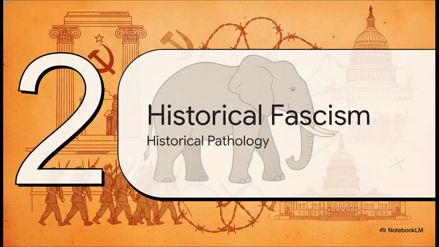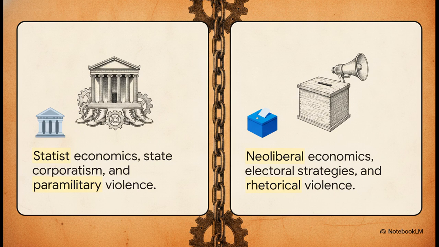Moving on to part 2, echoes of historical fascism, or the historical pathology. We have to objectively address the elephant in the room, the frequent comparisons historians and political scientists draw between contemporary populist leaders and historical authoritarians. The debate usually gets totally stuck on whether today's leaders are literal fascists. Skeptics rightly point out that interwar European fascism in the 1920s and 30s relied on massive state corporatism, highly regulated economies, and deployed party armies, literally paramilitaries marching in the streets.